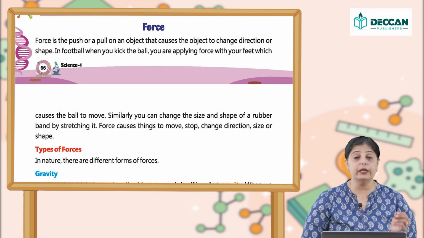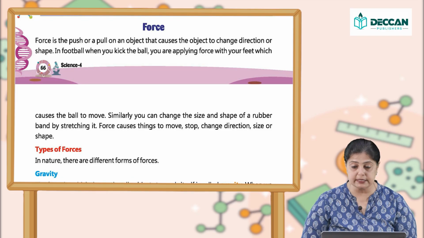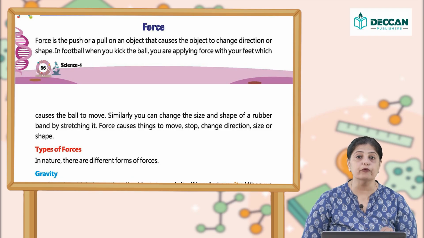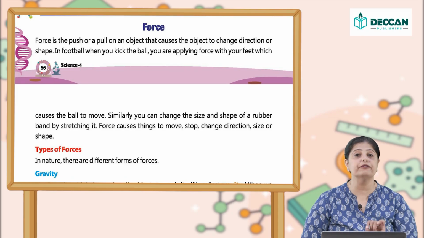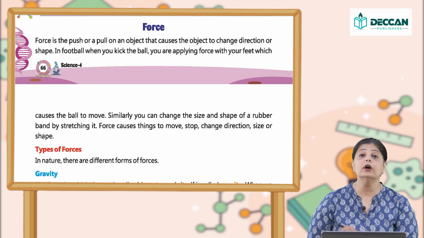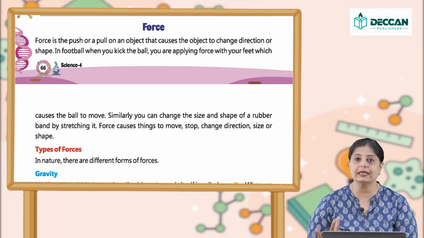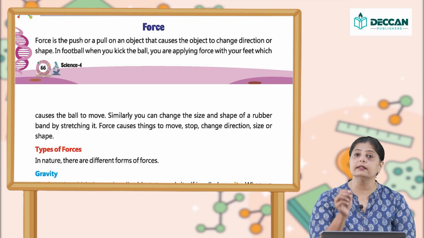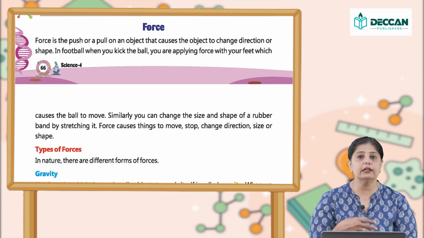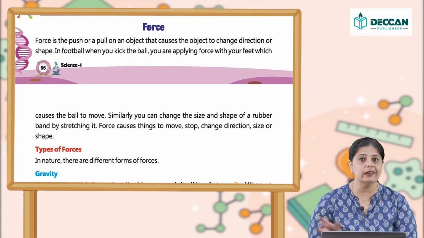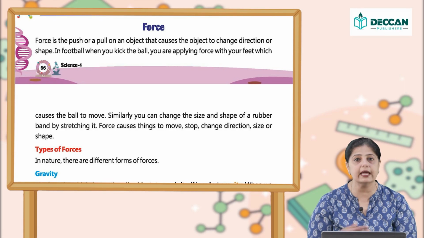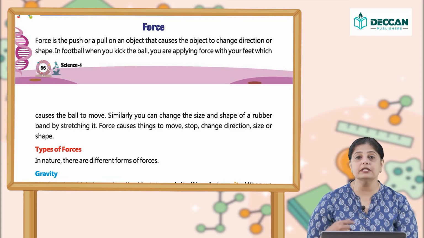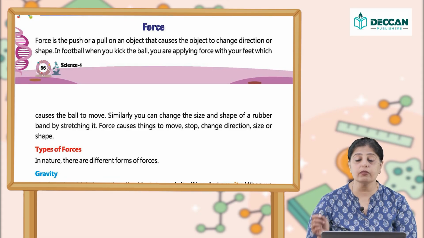Now, in football, when you kick the ball, you are applying force with your feet, which causes the ball to move. This is a very simple and basic example: whenever you are playing football and you kick it, the ball's direction changes. It does not necessarily go in a straight direction. It can go to the right, it can go to the left, it can go in a circular motion. So that means the direction has changed.